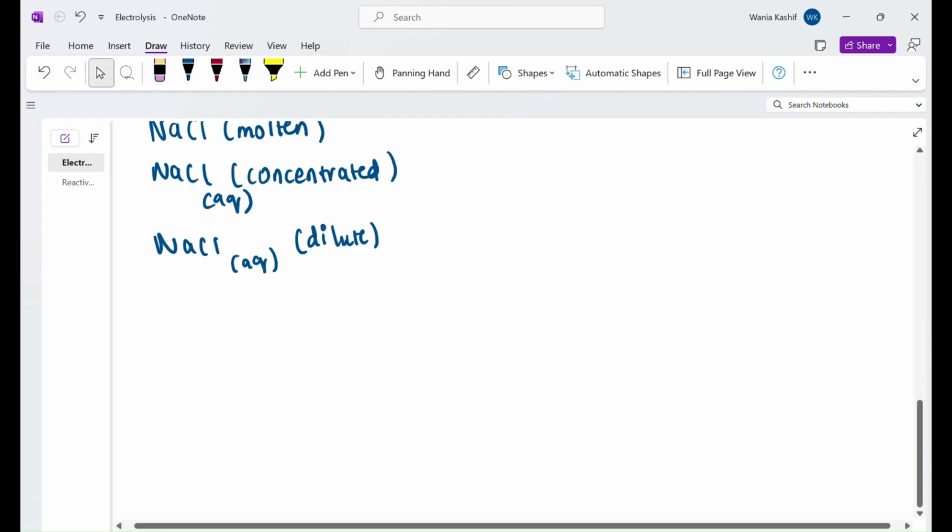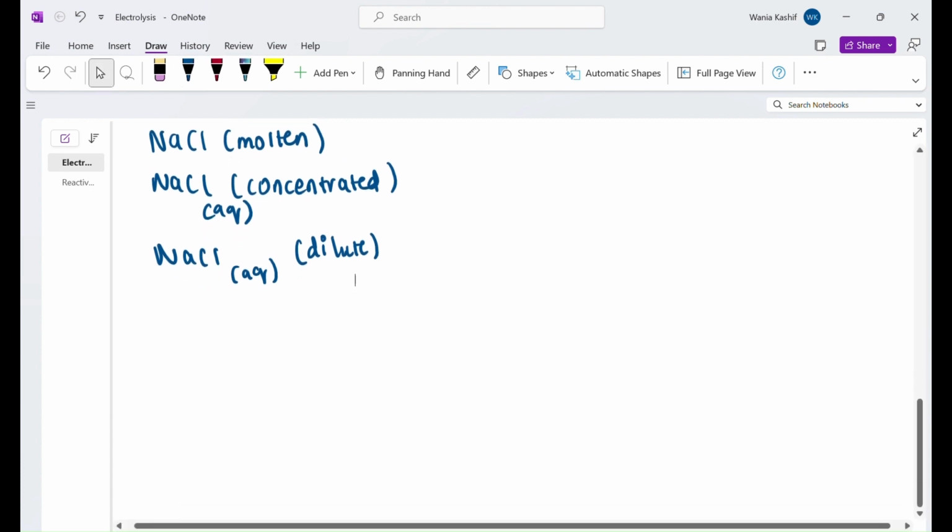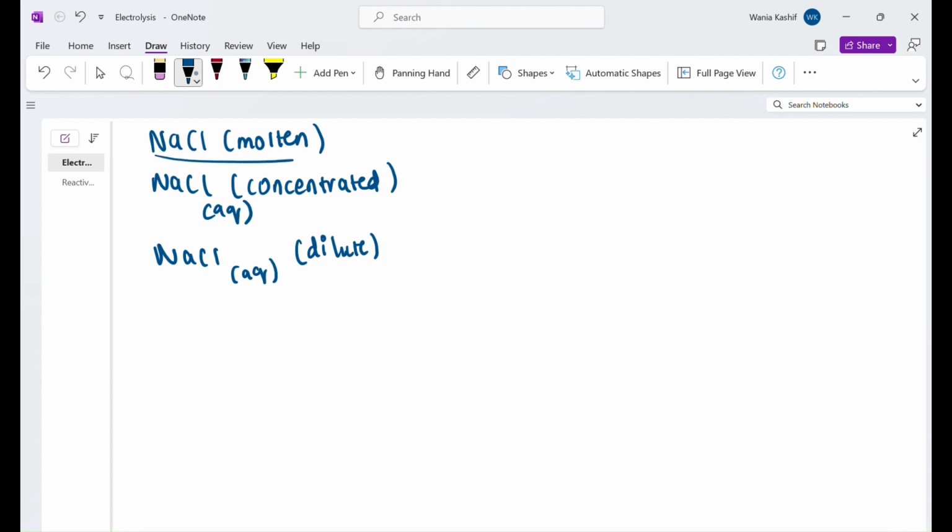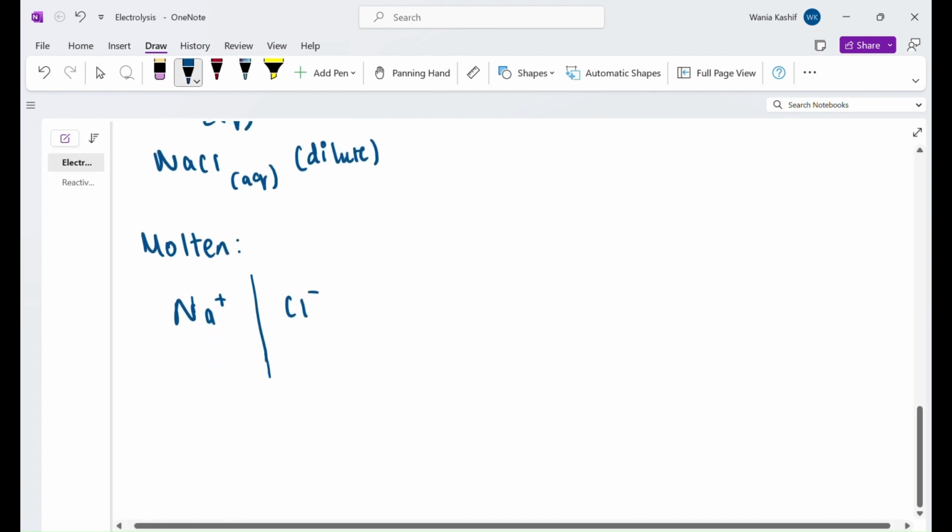When you're given the compound and you have to figure out the product, I want you to make a table of the ions that are available. So NaCl in the molten form, you have Na plus as 1 ion, and you have Cl minus as 1 ion, and these are the only ions that are available in the compound.